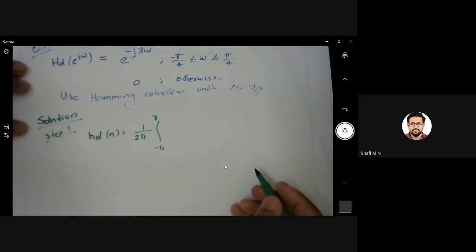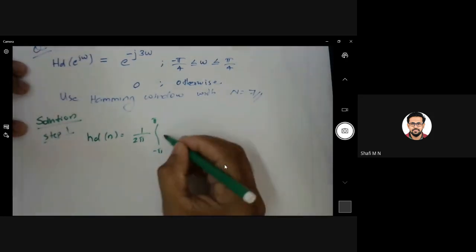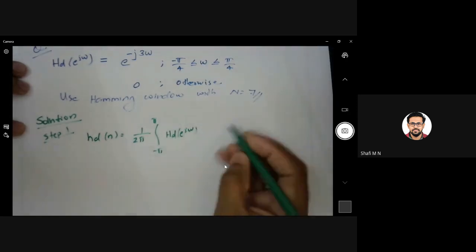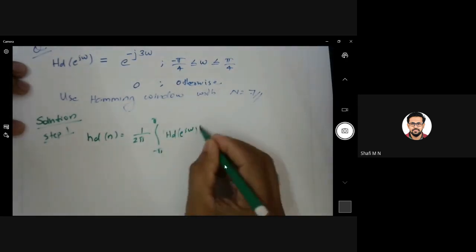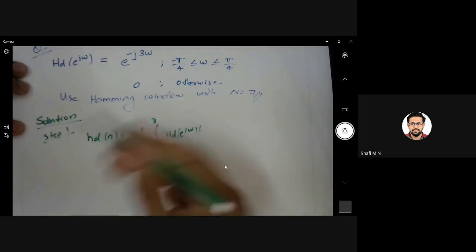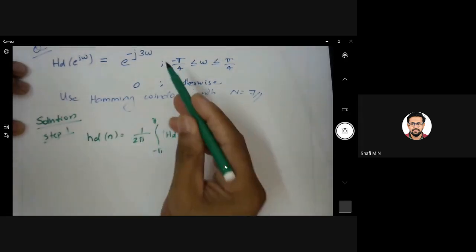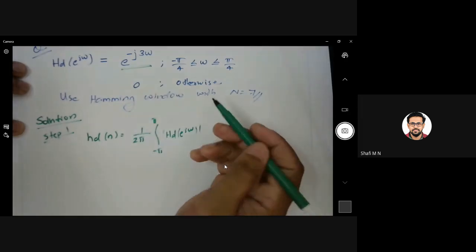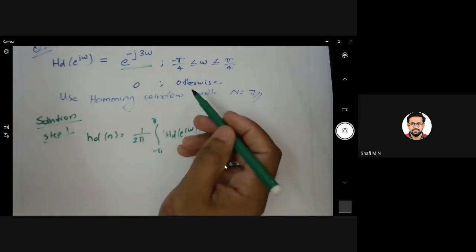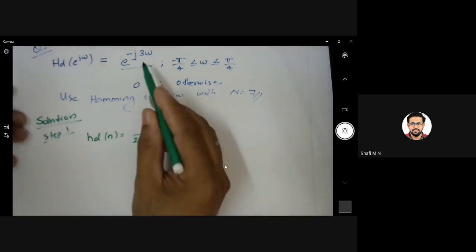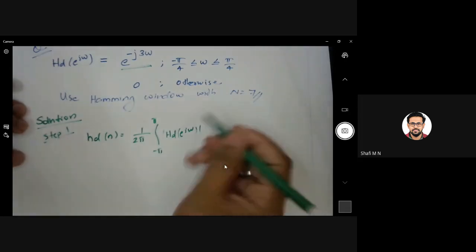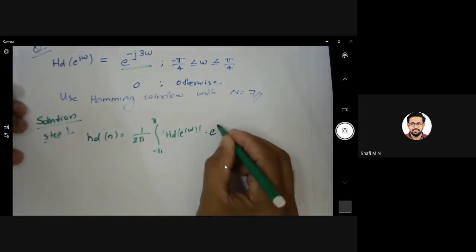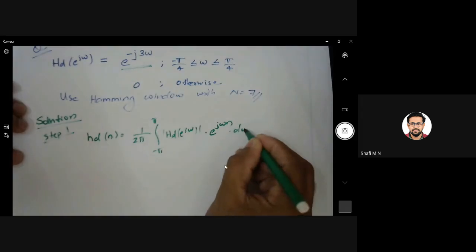Ready? Now, what is the next parameter? HD of e power j omega. Actually, that is modulus of. You have to take only the modulus value. നമ്മൾ ഇത്രയും നേരം വരച്ചുകൊണ്ടിരുന്ന റെസ്പോൺസ് എന്ന് പറയുന്നത് മാഗ്നിറ്റ്യൂഡ് റെസ്പോൺസ് വെച്ചാണ് വരച്ചുകൊണ്ടിരുന്നത്. So what is the magnitude of this? Magnitude of this is 1. ഇതിന്റെ മാഗ്നിറ്റ്യൂഡ് 1 ആണ്. So that doesn't matter. മനസ്സിലായോ? അപ്പൊ ഇങ്ങനൊരു ടേം ഇവിടെ വന്ന ഒരു പ്രശ്നമില്ല. ഇൻറ്റു e raised to j omega n d omega.